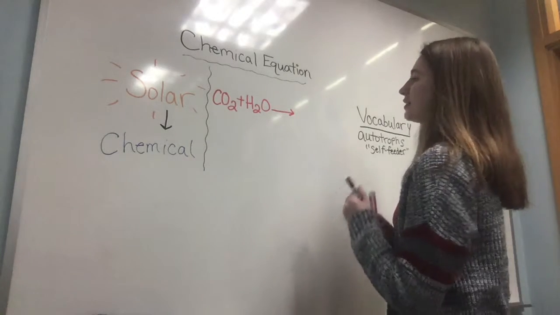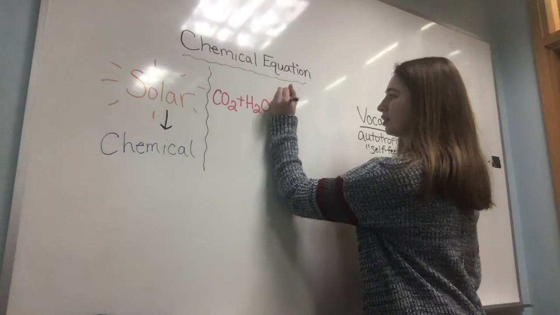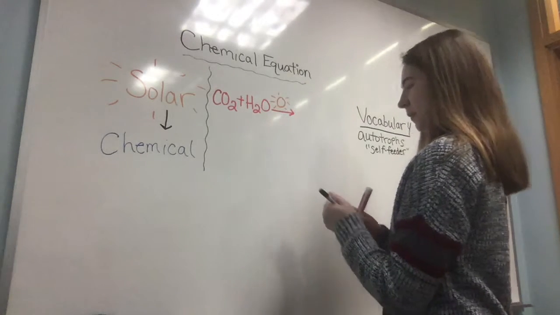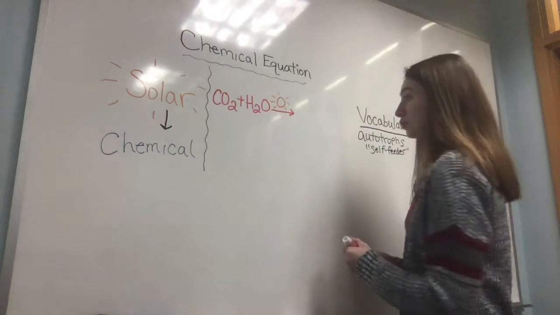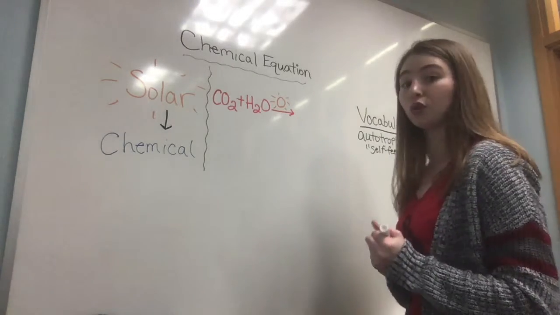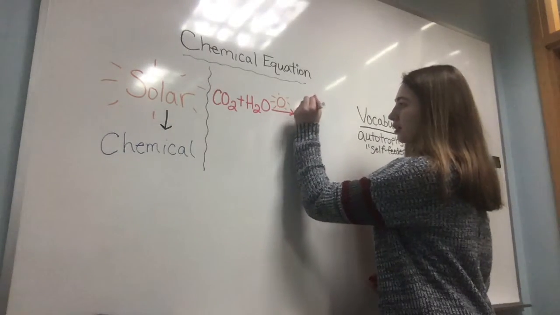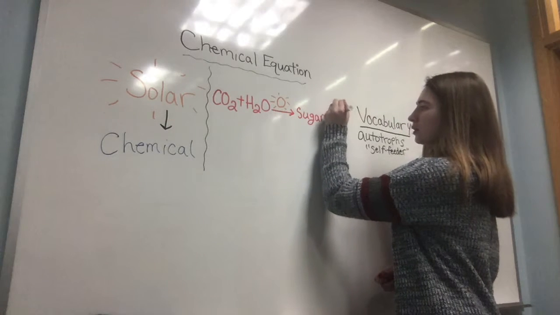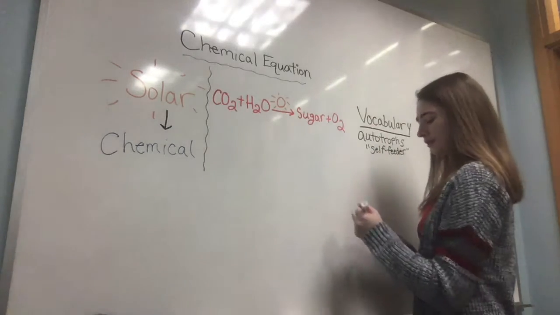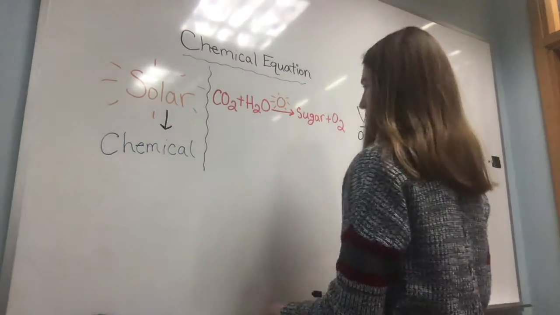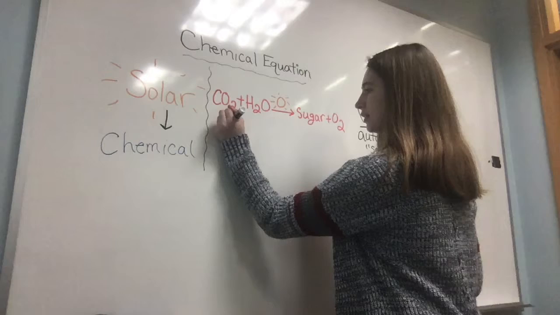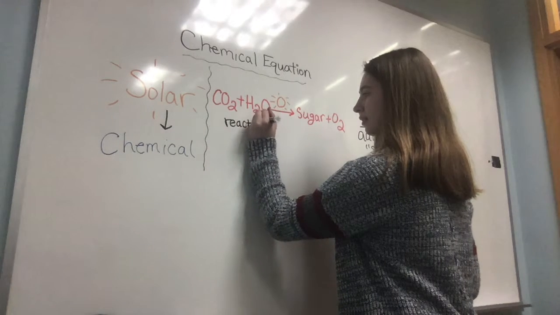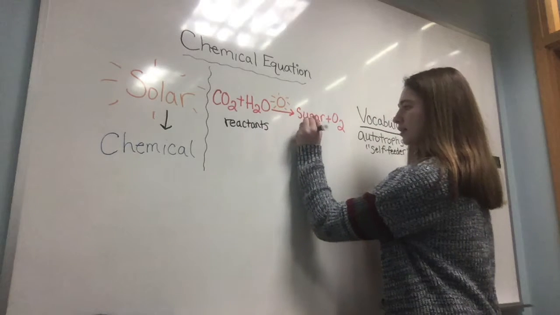I think it'd be good to draw a sun. Good imagery there. Sunlight. And then our products out of this, we have the sugar or the glucose. I'll put sugar. And the oxygen or O2. This is the formula there. So if you want to label these, we'll put reactants in the front, and products here.